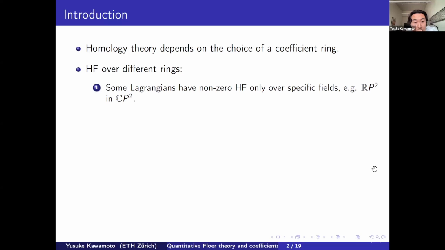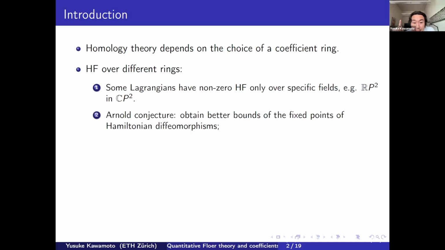So Floer homology also requires a choice of a coefficient ring at the beginning, and depending on your choice of coefficient ring, you get different information. For example, some Lagrangians only have non-trivial Floer homology with specific fields, like RP2 in CPN or the Chekhanov torus in CPN.